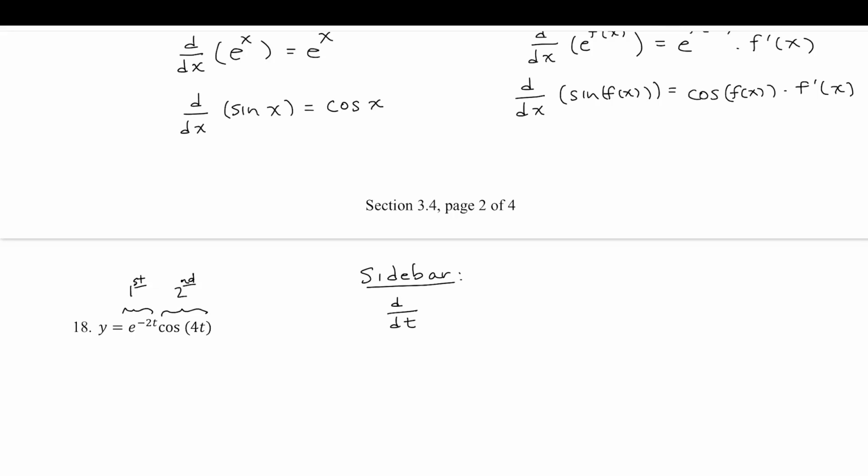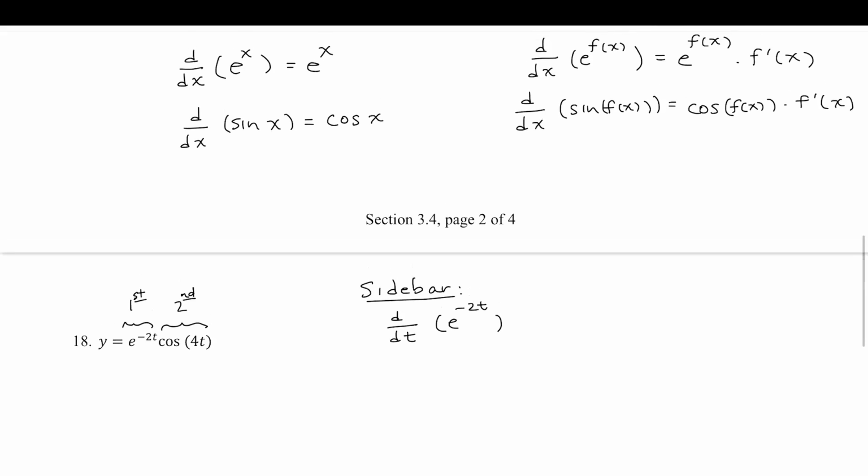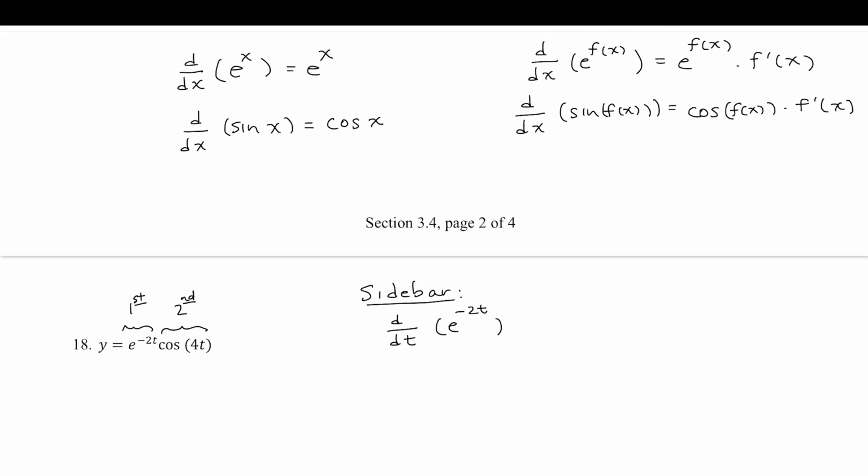So the derivative, and now notice this is with respect to t, my input variable is t, based on the second situation right at the top of the page there on the right-hand side, to take the derivative of e to the negative 2t, I rewrite e to the negative 2t, and then I have to take the derivative of negative 2t, which is negative 2.